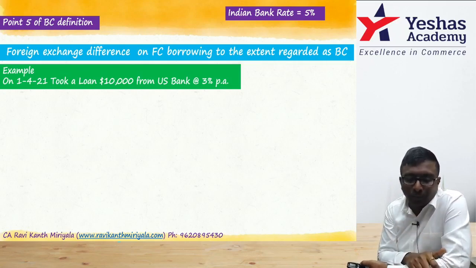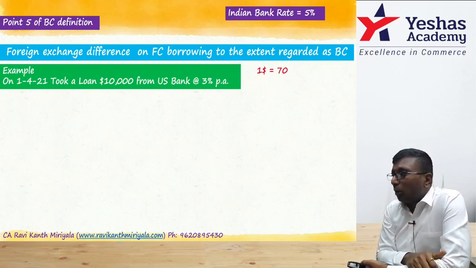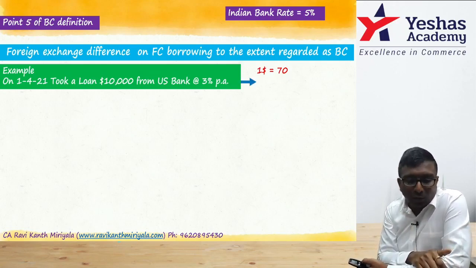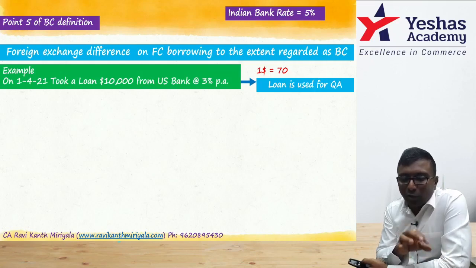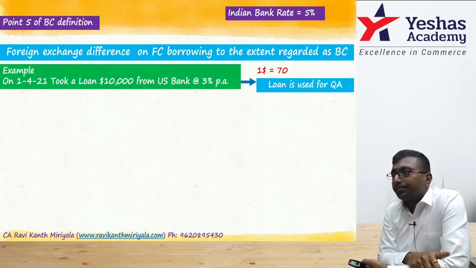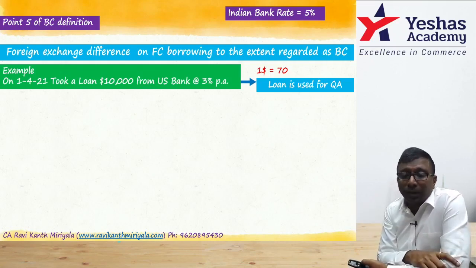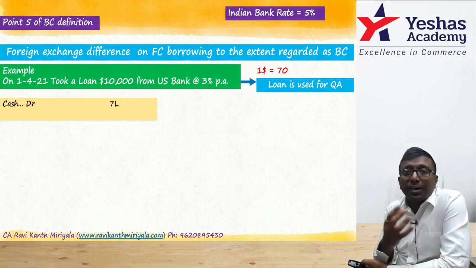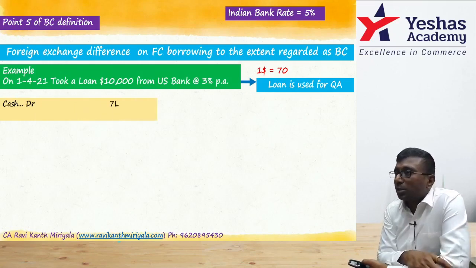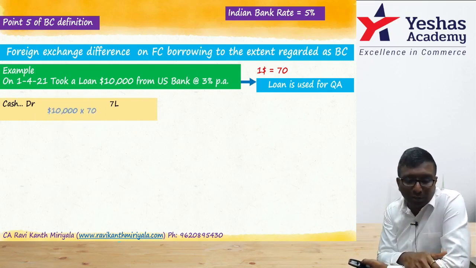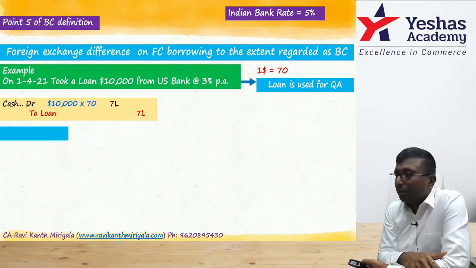Not a problem. Up to you. Now, on the date when you borrowed it, $1 is equal to 70 rupees. Fine, because we do account in rupees. Correct. For conversion, a rate is needed. Now what do you do, sir? What is the loan? That loan is being used for the qualifying asset. Correct. Otherwise, everything would have been charged to P&L. Now the question is, what is the entry? First, when you take the loan, cash account debit to loan account. Correct. $10,000 into 70, that is equal to 7 lakh.